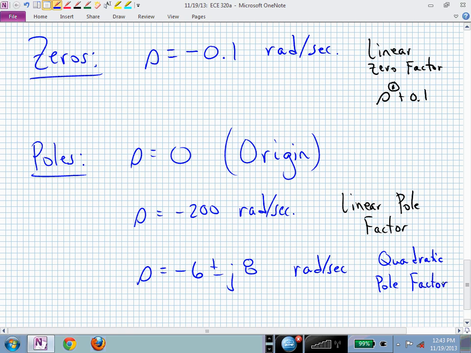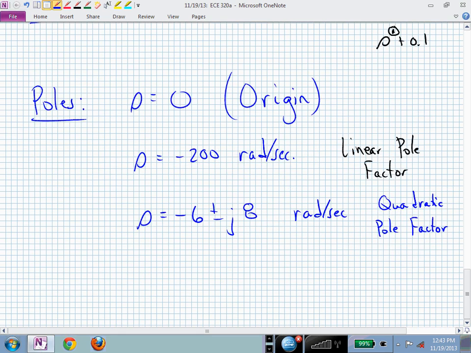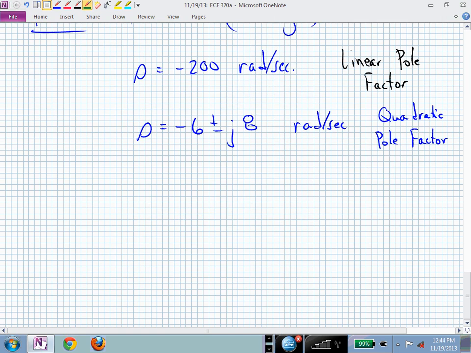And since it was downstairs, it's a quadratic pole factor, because it came from an s squared expression. Now what we're going to do is parameterize that quadratic in a special way, with a special structure, so that we can identify the natural frequency, omega sub n, and the damping ratio, which is a new Greek symbol, this zeta symbol. And we'll make more sense of that as we introduce the factored form.